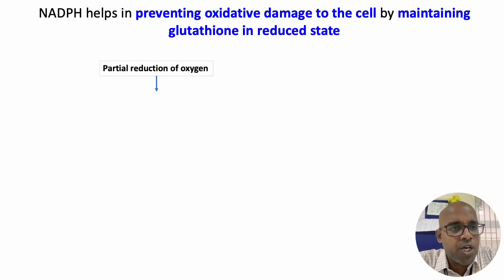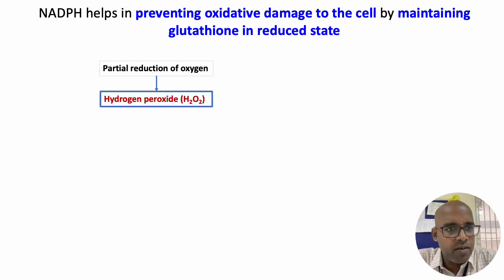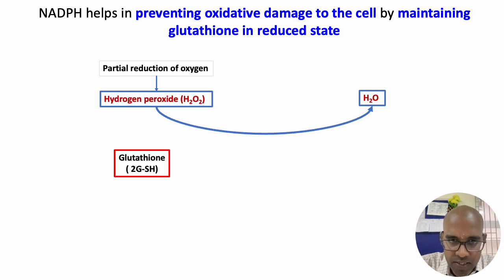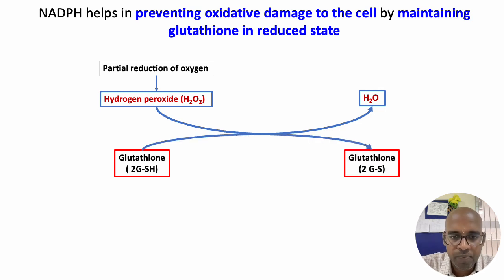Whenever there is partial reduction of oxygen in our cell, it leads to production of hydrogen peroxide. And this hydrogen peroxide is normally converted to water by certain antioxidants. One important antioxidant is called glutathione. This glutathione is actually a tripeptide, and it will donate its hydrogen atom and reduce this hydrogen peroxide to form water and get itself oxidized.